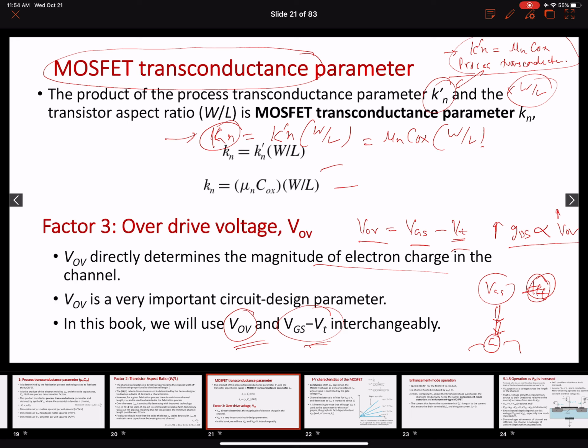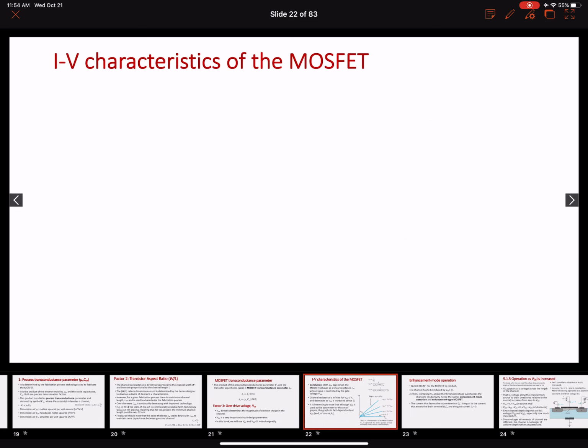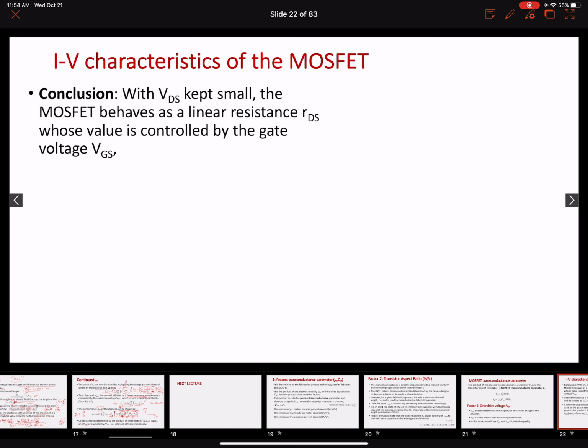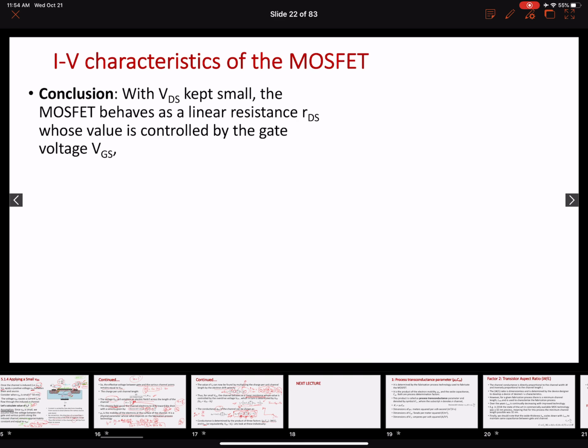So these are the three parameters again to improve the conductivity of the channel: process transconductance, the aspect ratio W over L, the product of both of them is the MOSFET transconductance, and finally the overdrive voltage. Okay, now we will move to the next part of our lecture, and that is the IV characteristics of the MOSFET.